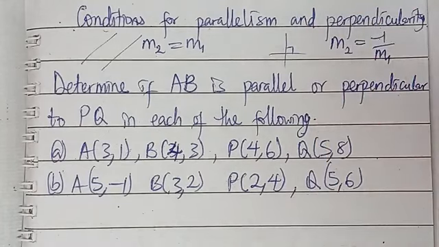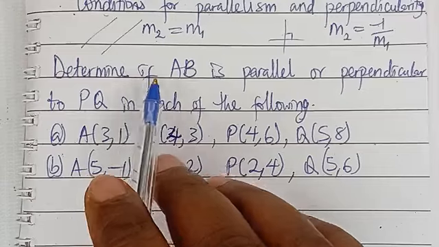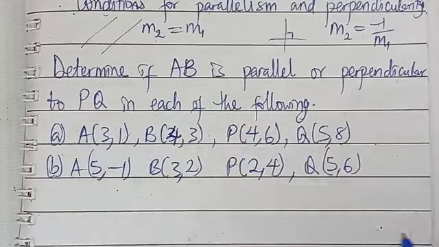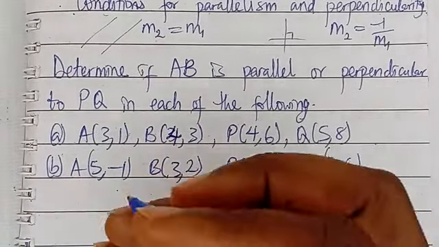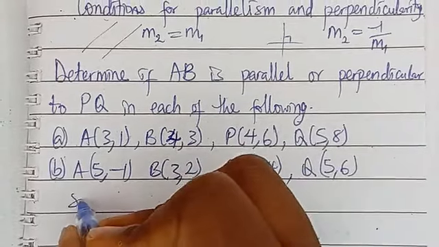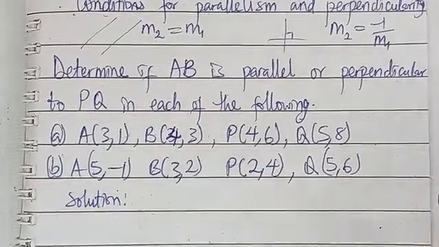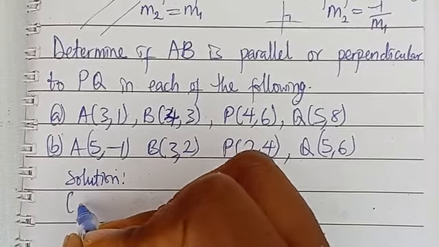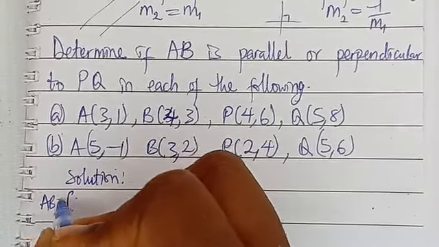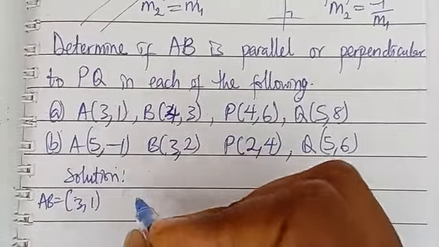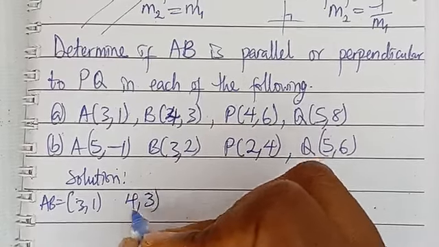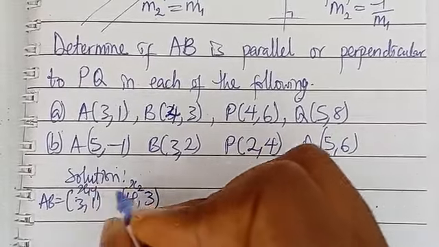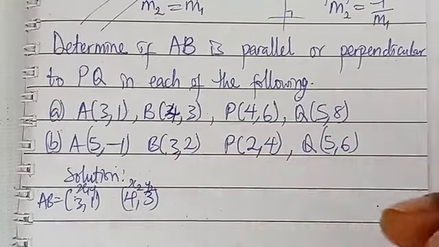Now let us see how we can apply that. Determine if line AB is parallel or perpendicular to line PQ, for each of the following. So let's start with the first one. Let's write out the two. For line AB, we have (3, 1) and (4, 3) as the two points. So this is x1, y1, and then x2, y2.